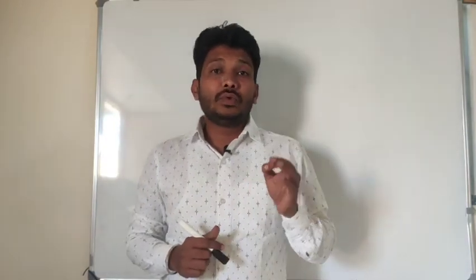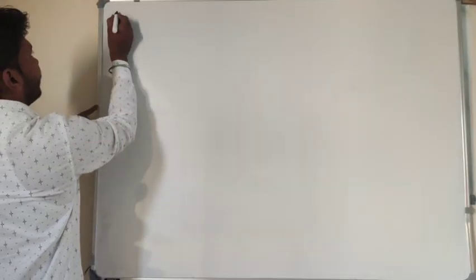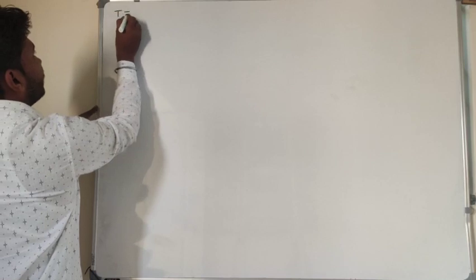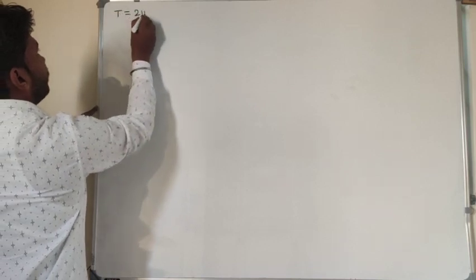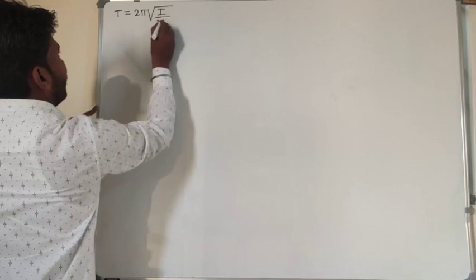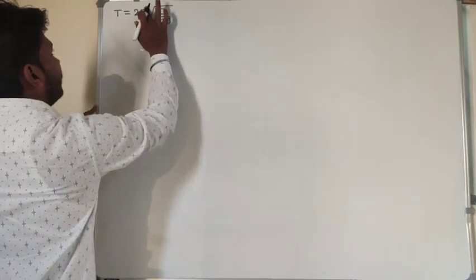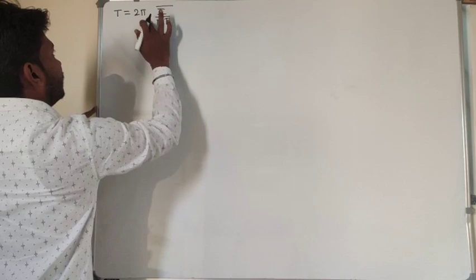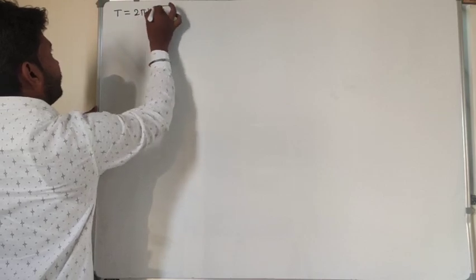In last class we got the expression for the time period of oscillation of the magnetic needle when the needle is placed in a uniform magnetic field, right? So we got that final equation, look at here, that is T, which is equal to 2 pi square root of I divided by m into b, right? This is the connecting formula.